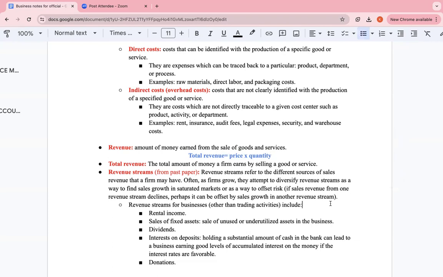So they may generate revenue from different sources in different ways, meaning often a firm grows when they attempt to diversify revenue streams as a way to find sales growth in saturated markets or a way to offset risk.